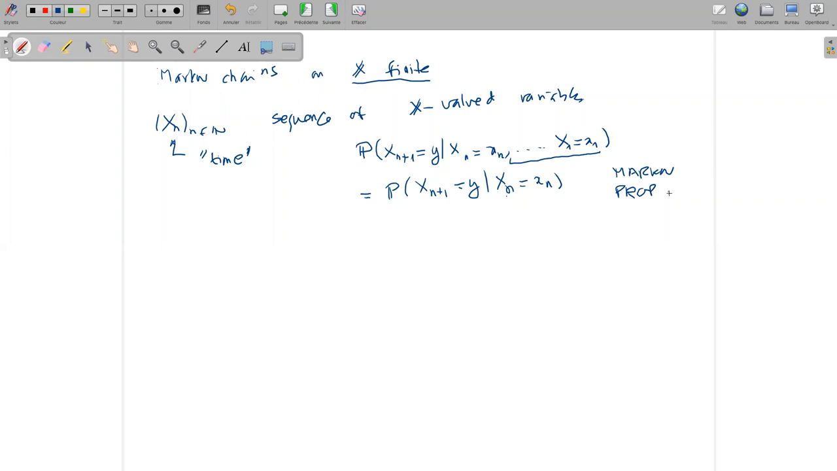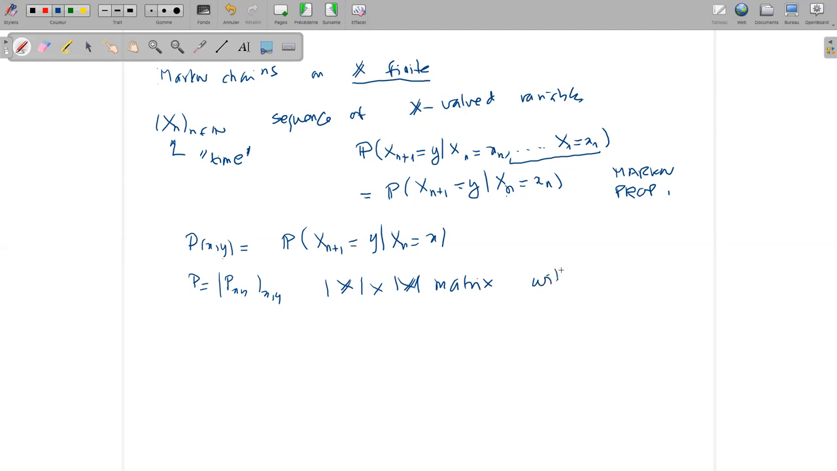Now, since everything depends on these conditional probabilities, I introduce some notation. I denote by P(x, y) the conditional probability of X_{n+1} being equal to y, given that X_n is equal to x. So be careful about the inversion of the order of x and y here. And the collection of these will be an |X| times |X| matrix with terms P(x, y).